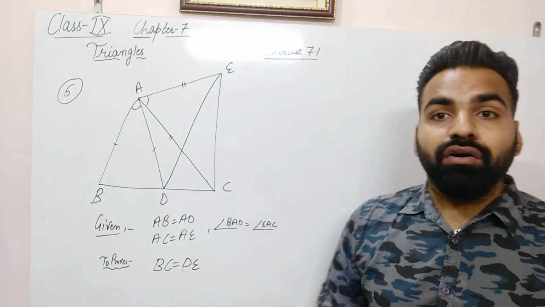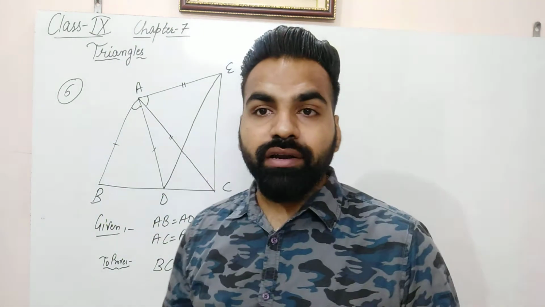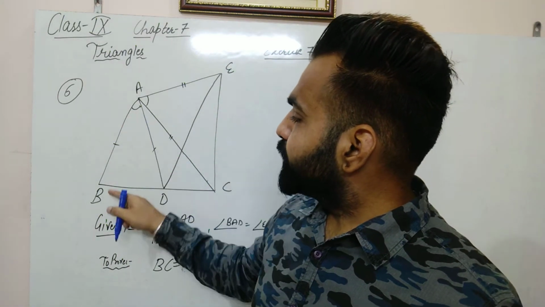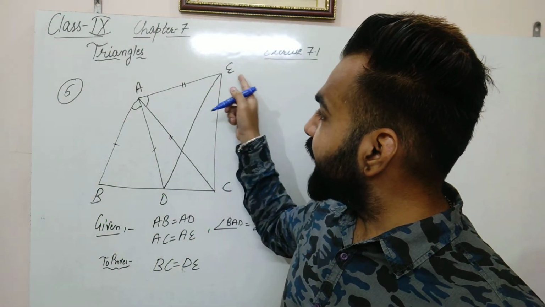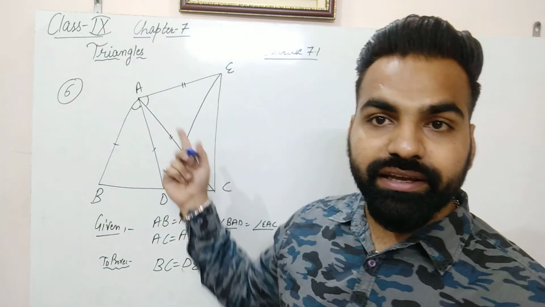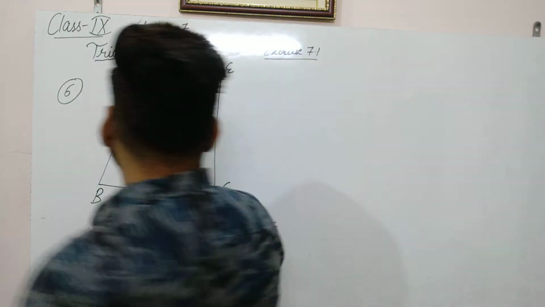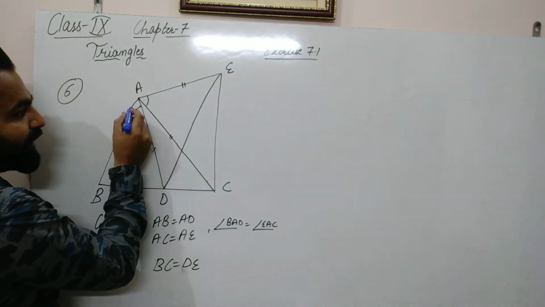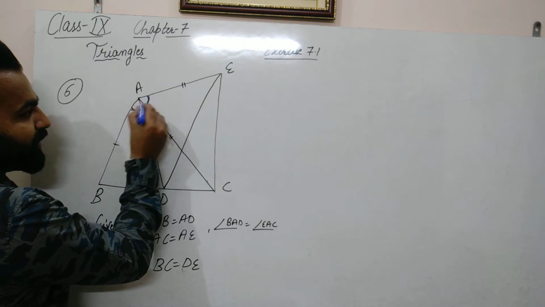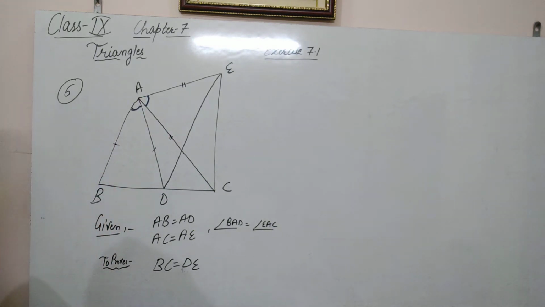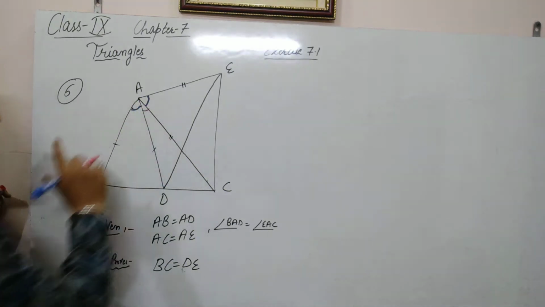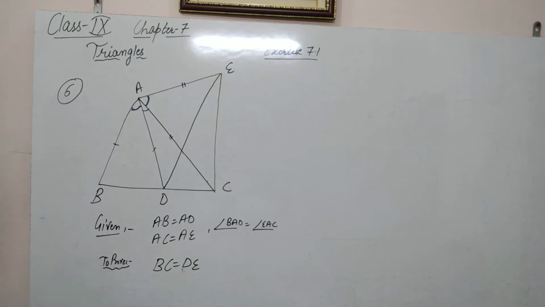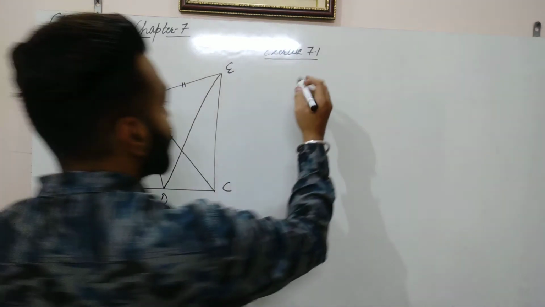Clear everyone? To prove congruent, we need this angle BAC, and from the other triangle we need angle EAD or DAE. But we are given that only this part is equal to this part. So here we need the extra middle part, so that the complete angles are equal. So let's start the proof here.